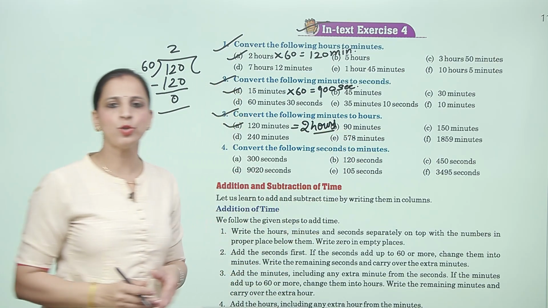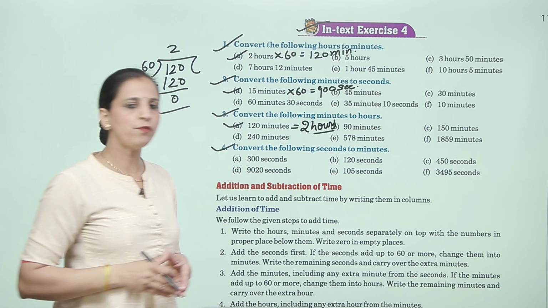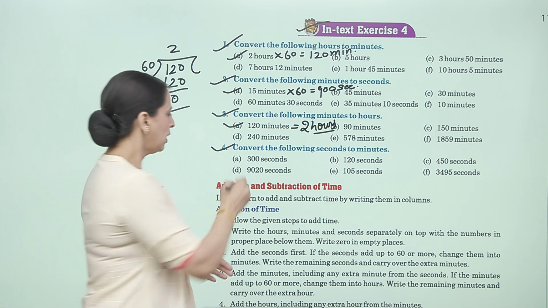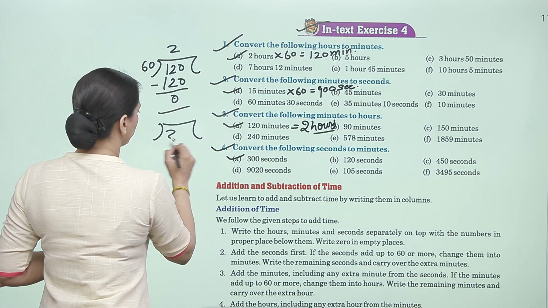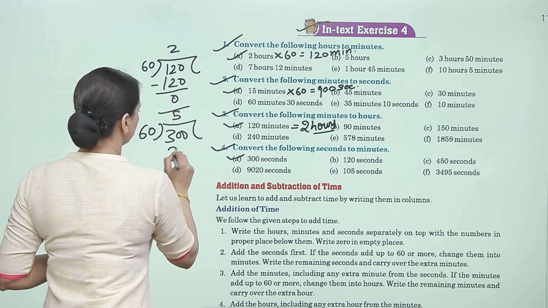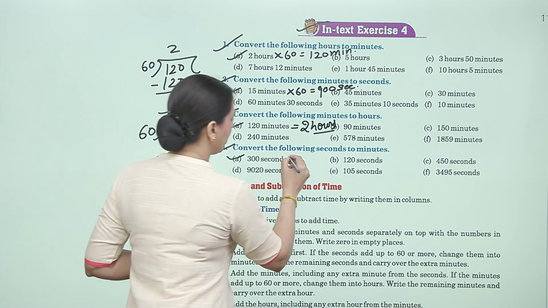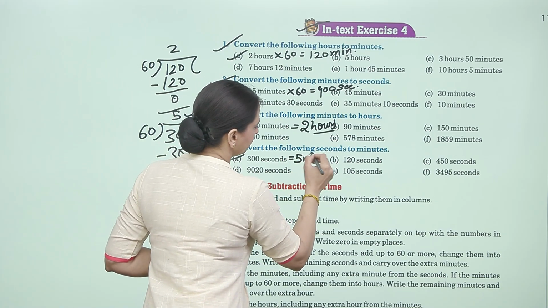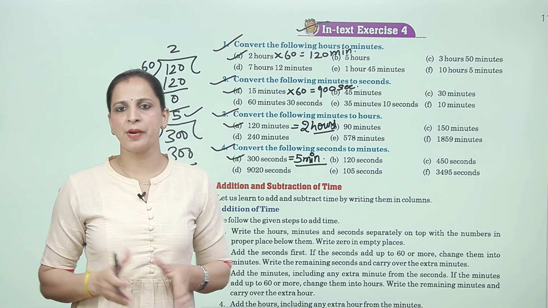Now next, question number 4, convert the following seconds to minutes. A part, 300 seconds divided by 60. 6 5s are 30, 300 minus 0, that is 5 minutes.